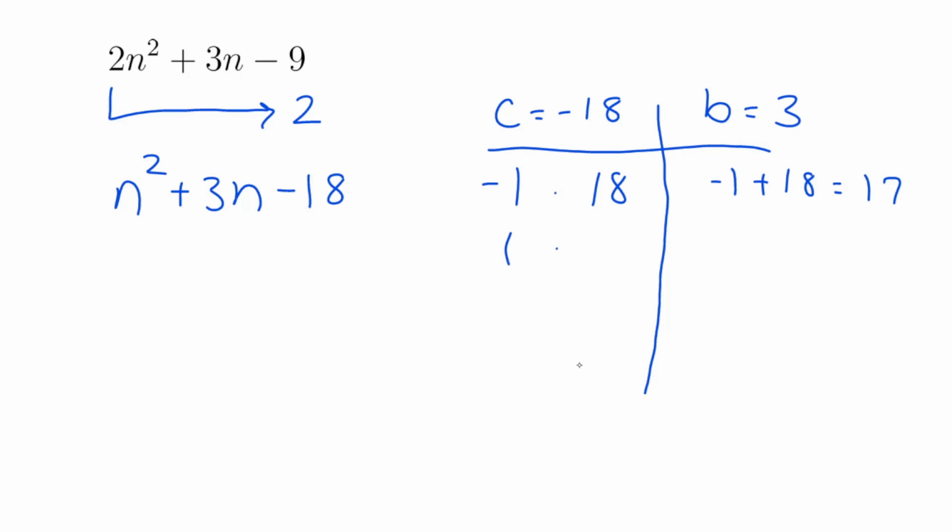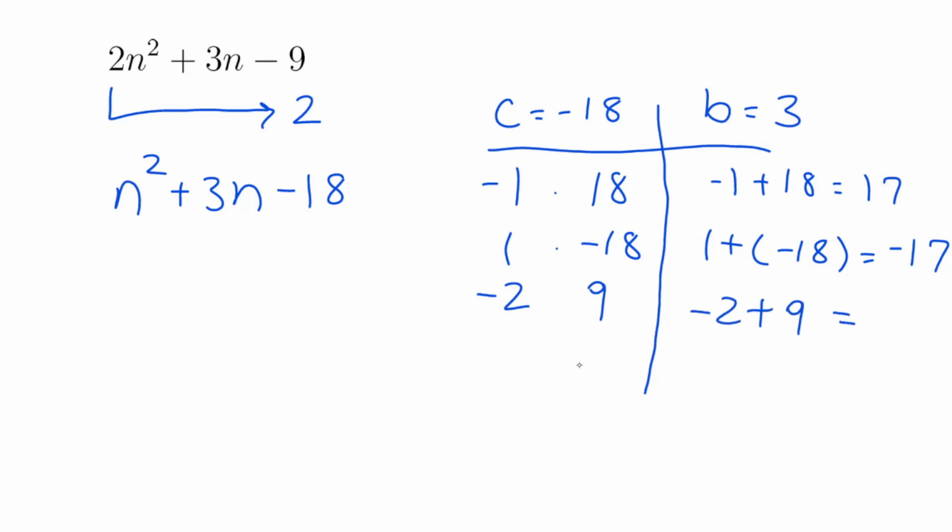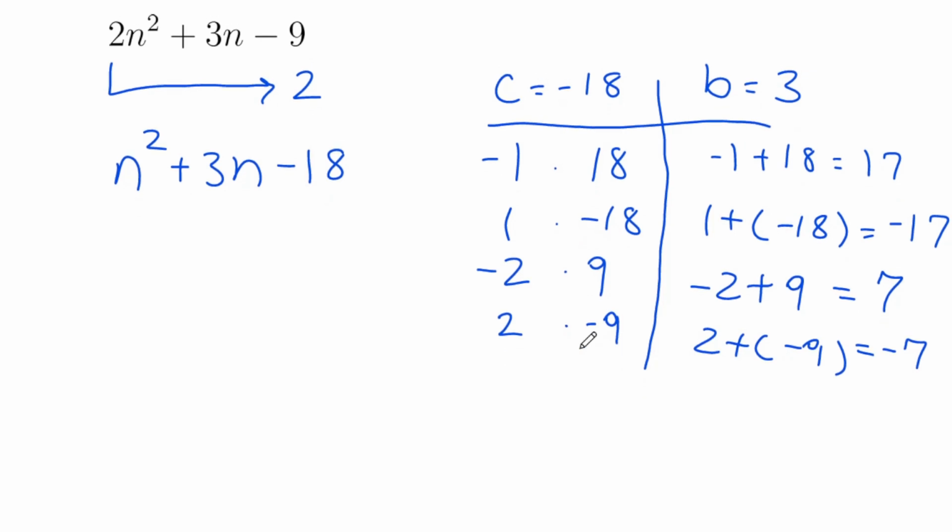What if we had positive 1 and negative 18? Let's try these two numbers. Well, those two numbers add to give me negative 17. That's also not what we want, so let's keep looking. What about negative 2 and 9? Those two numbers add to give me 7. That is not what we want. What about positive 2 and negative 9? Those two numbers add to give me negative 7. Still not what I want, so let's keep looking.